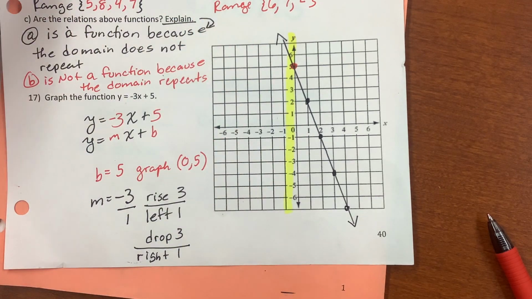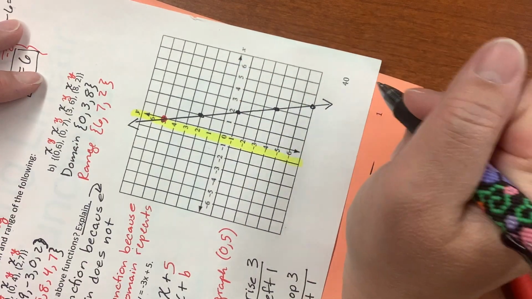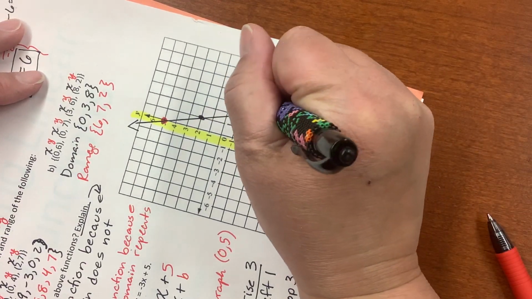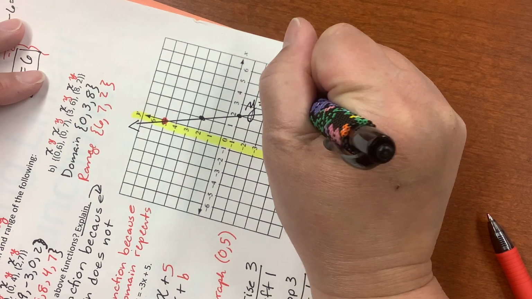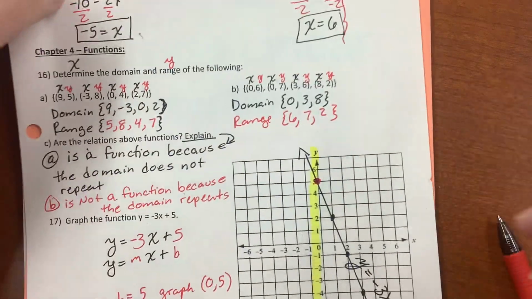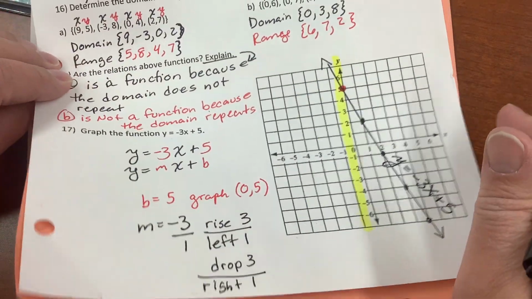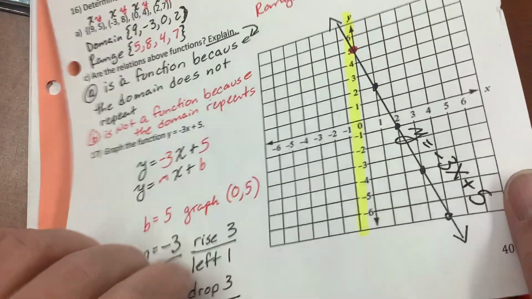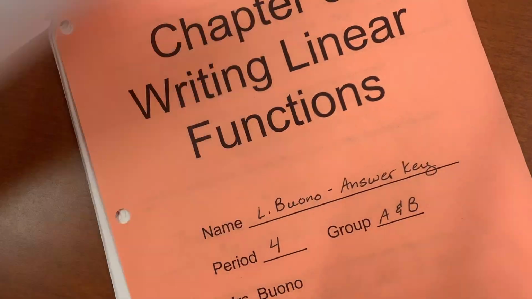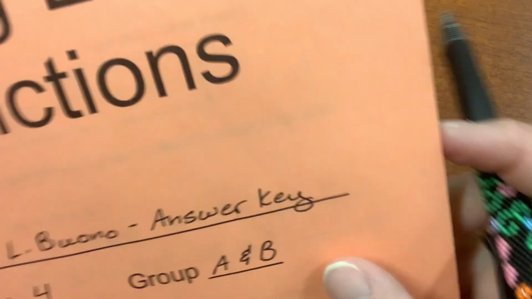The background is the coordinate plane. And now I just have to write the function on the graph. I'm going to turn it sideways so that it looks nice. y = -3x + 5. And voila, I've graphed that. And nothing on the back. We are done with Chapter 5, Writing Linear Functions.